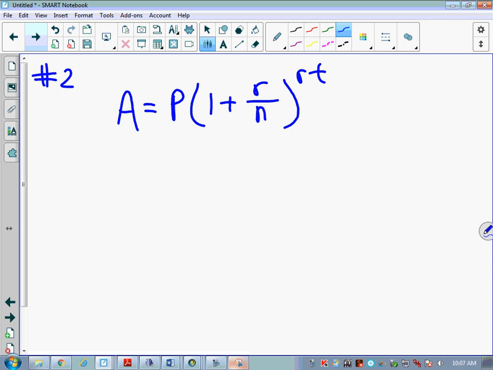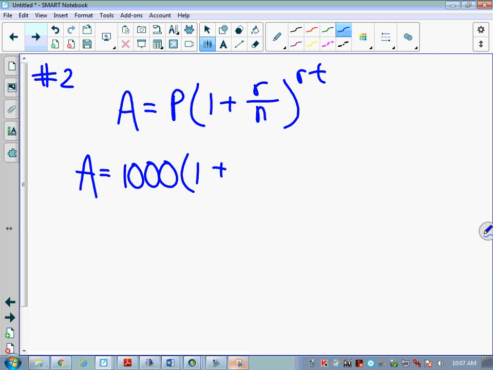Suppose we deposited $1,000, okay, in a savings account. How much will be in the account in 5 years if the account earns interest at a rate of 2% compounded quarterly? All right, so we are searching for A. Right? We want to know what our amount is going to be. What is my principal? 1,000 times 1. What is my rate?